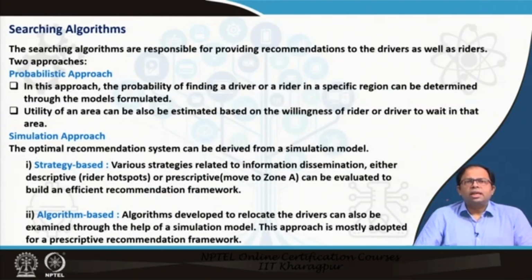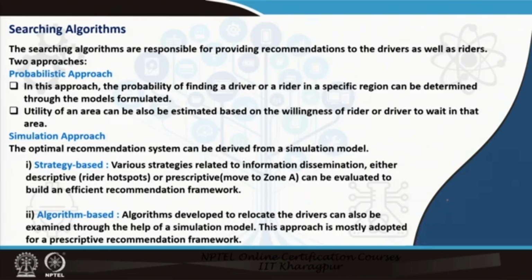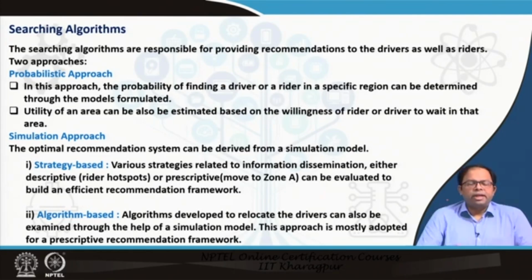So we also have searching algorithms, and searching algorithms are responsible for providing recommendations to the driver as well as riders. So again, there are two approaches. One is the probabilistic approach. In the first approach, we determine the probability of finding a driver or a rider in a specific region, and for that we can develop models that predict that there is a likely chance that if you go to this particular pickup point, then you will get a driver, or vice versa. So this is a probabilistic approach, and in this kind of model we determine the utility of an area, and we also estimate the willingness of a rider or driver to wait in that particular area.